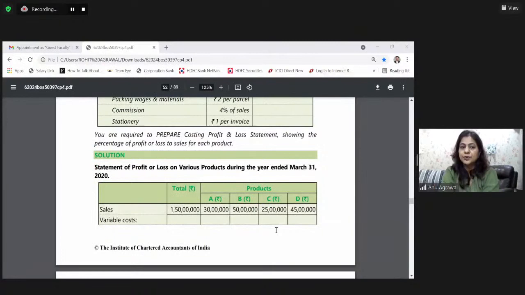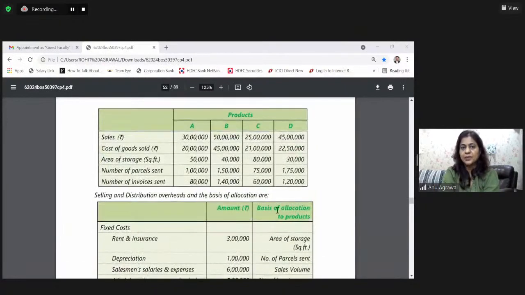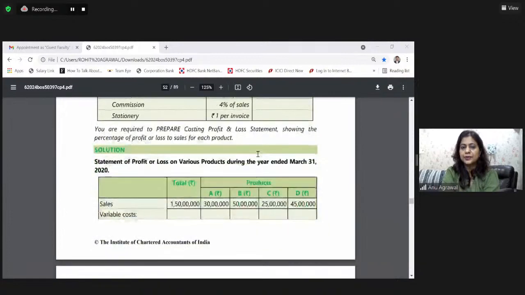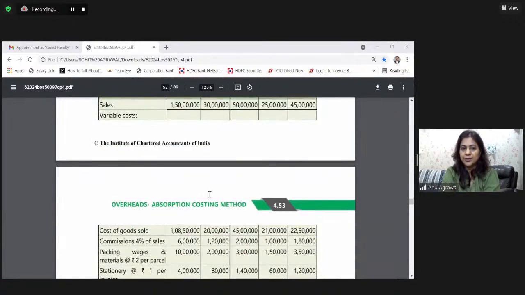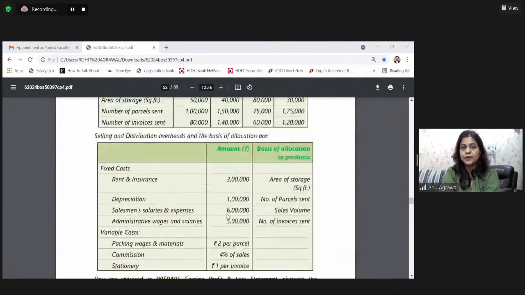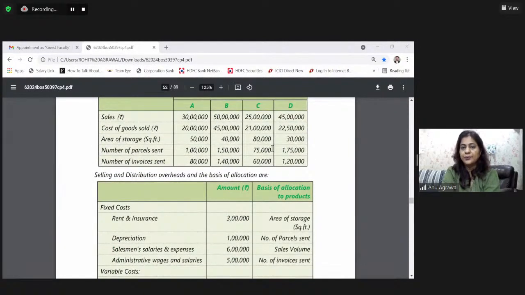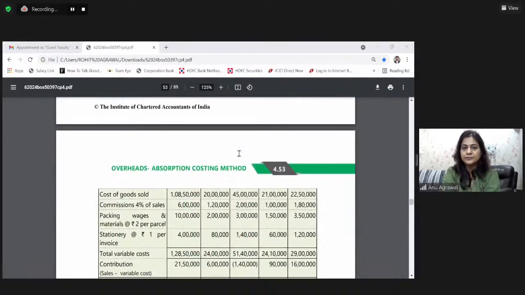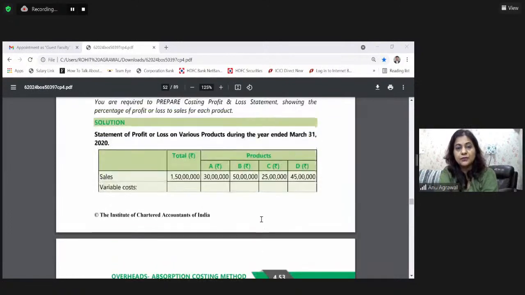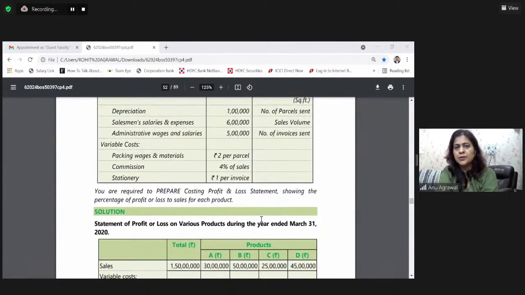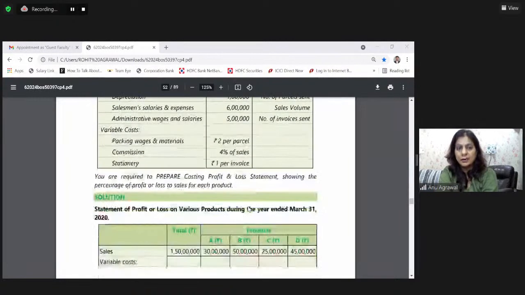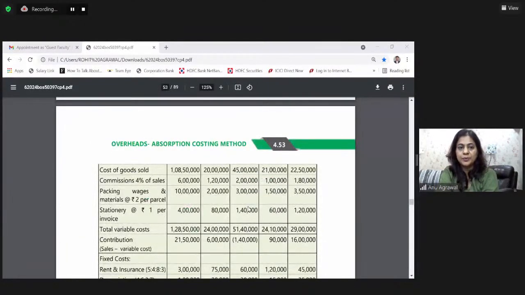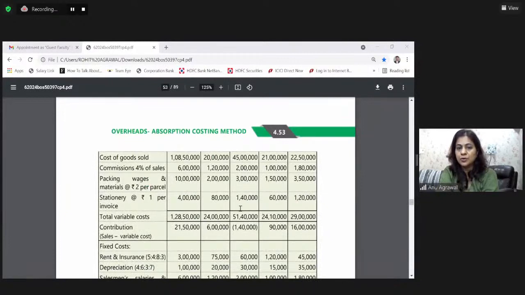Okay, fair enough. So what do I do? I just copied the sales figures from the top. Right. Now let me start doing it. Cost of goods sold: 45 lakh, 21 lakh, 22 lakh 50. This they have already written. Right. Now what are they doing? Commission: they added commission at 4% on sales. This is given. Right. Packing and wages, 2 rupees per parcel, stationery. So they added up the total variable cost.